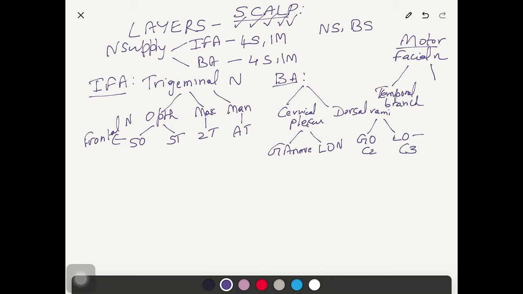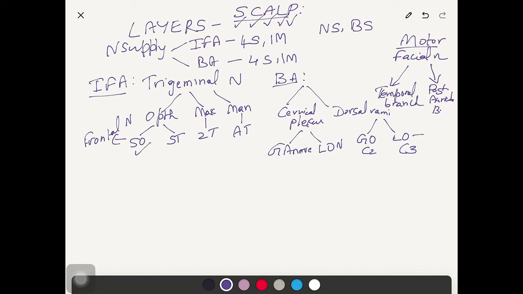The motor nerve behind the auricle is the posterior auricular nerve, a branch of the facial nerve. It supplies the occipital belly of the epicranius muscle. So these are the 10 nerves which supply the scalp. If you see it in this way, it will be easy to remember. Otherwise, if you memorize all 10 names, it will be a big confusion for you.